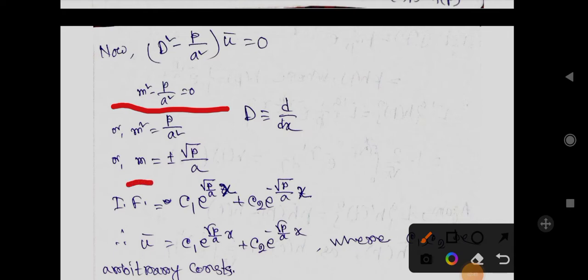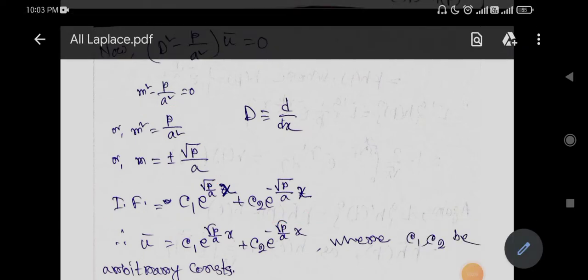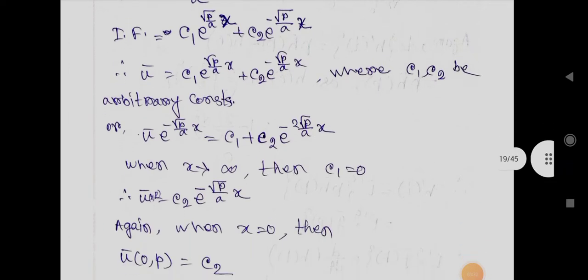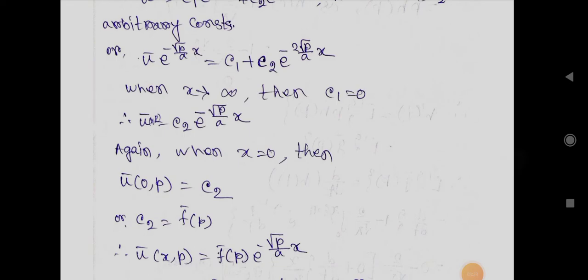From here we get m equals plus or minus root over p by a. Then the general solution is c1 e to the power root p by a x plus c2 e to the power minus root p by a x. Then ū equals c1 e^(√p/a x) plus c2 e^(−√p/a x), where c1 and c2 are arbitrary constants.